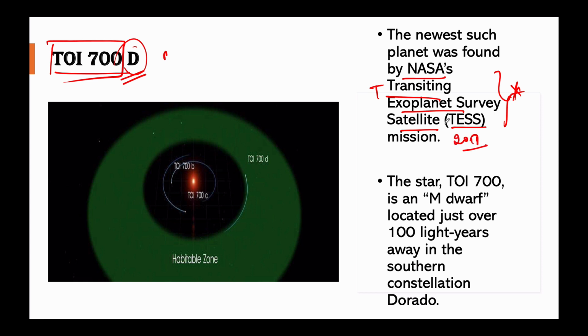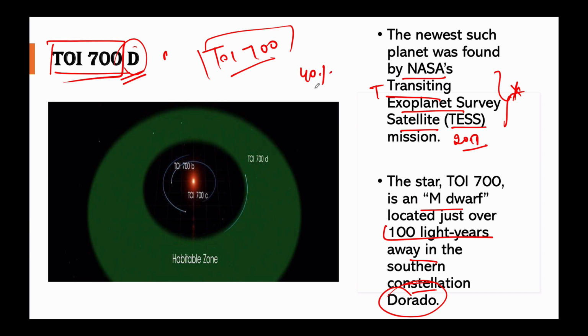So the star TOI 700, as I told you, is the name of the star. It is an M dwarf located just over 100 light years away in the southern constellation Dorado. It is roughly 40% of our sun's mass. I'll write here: 40% of our sun's mass and size, and has about half its surface temperature.